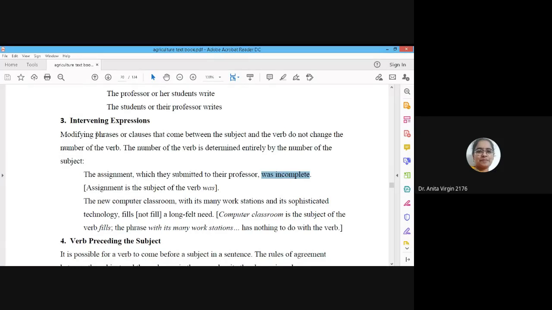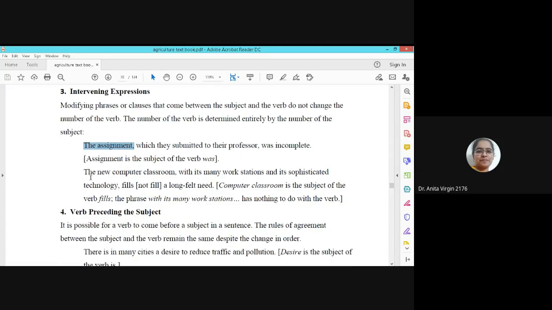Modifying phrases or clauses that come between the subject and the verb do not change the number of the verb. So whatever you want to put inside, you can put. But this verb will always agree with the subject that is in the front. That is what they're saying. So if you have anything in between the commas, don't worry about it. If it is singular or plural or whatever it is, no problem. This verb will agree only with the subject in the front. Got it, ma'am?